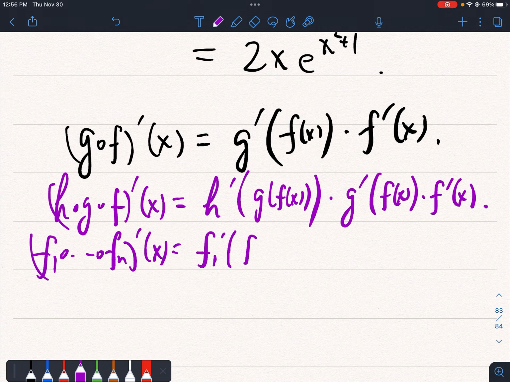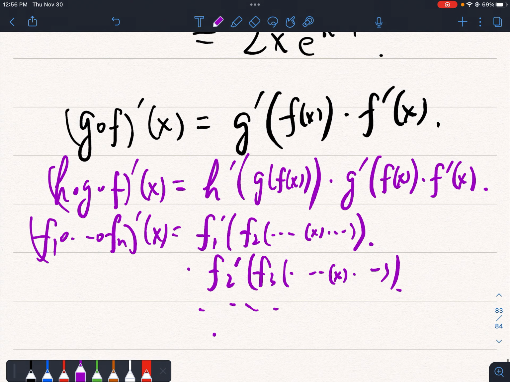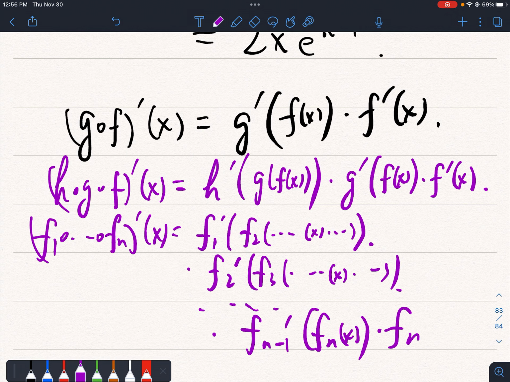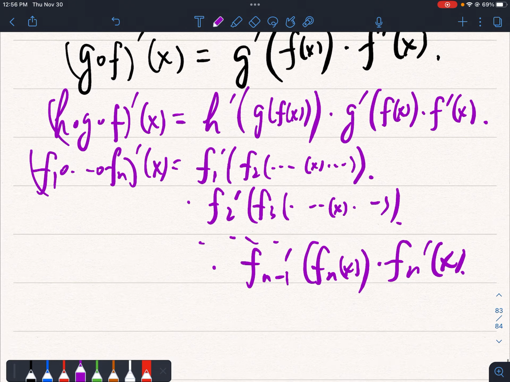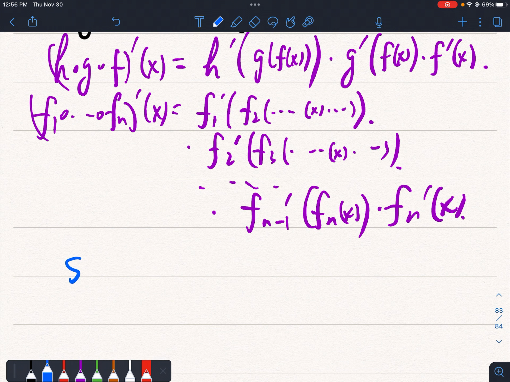So in general, if you have let's say n functions, f1 up to fn, then it's going to be f1 prime of f2 all the way up to x, times f2 prime of f3 of all the way, and then times all the way up to the second last term, which is f n minus 1 prime of fn of x, multiplied by fn prime of x. Okay, so let me show you some examples.